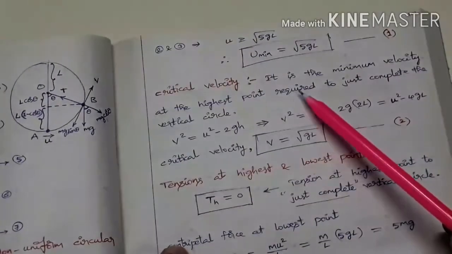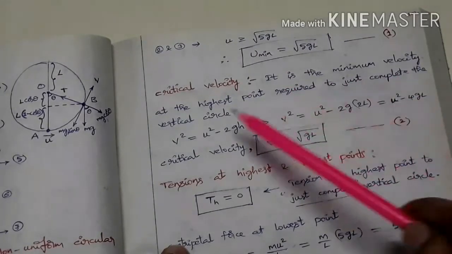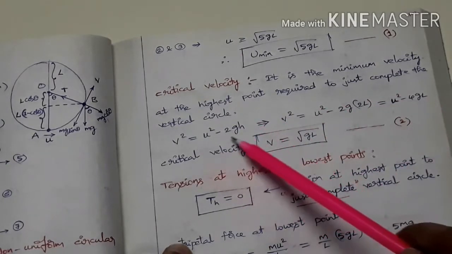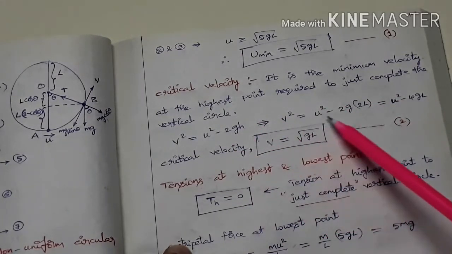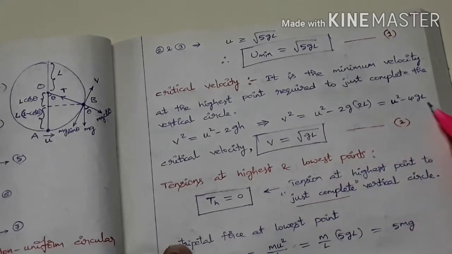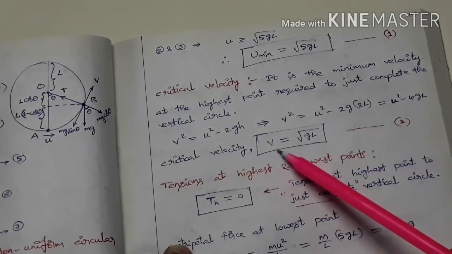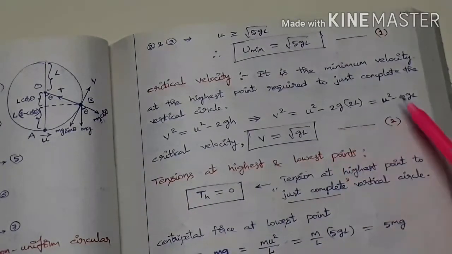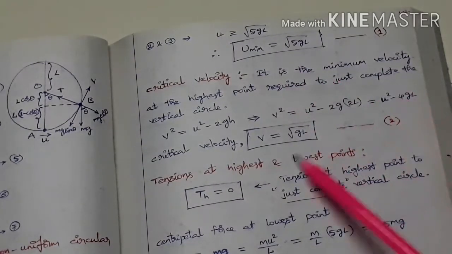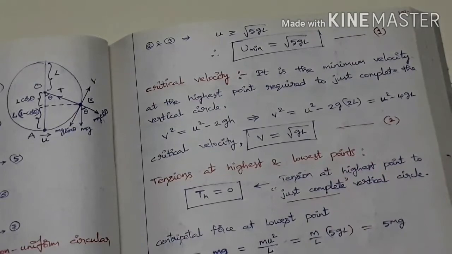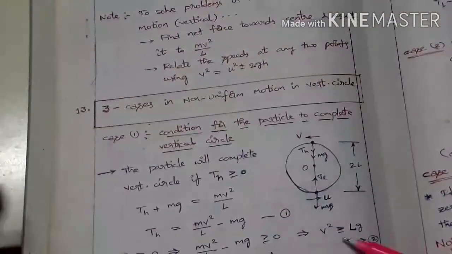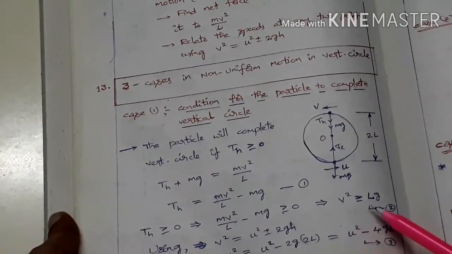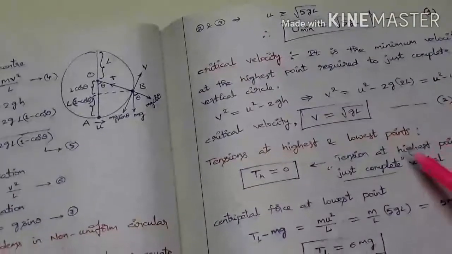Okay. Then what is the critical velocity? It is the minimum velocity at the highest point required to just complete the vertical circle. So v square equal to u square minus 2gh implies v square equal to u square minus 2g into 2l, that equals u square minus 4gl, and the critical velocity v equal to root over gl. So substituting this value, we are getting v equal to root over gl here. Also here itself we got it, no? v square must be greater than or equal to gl, which means v must be greater than or equal to root gl. In this way also we can get it here.